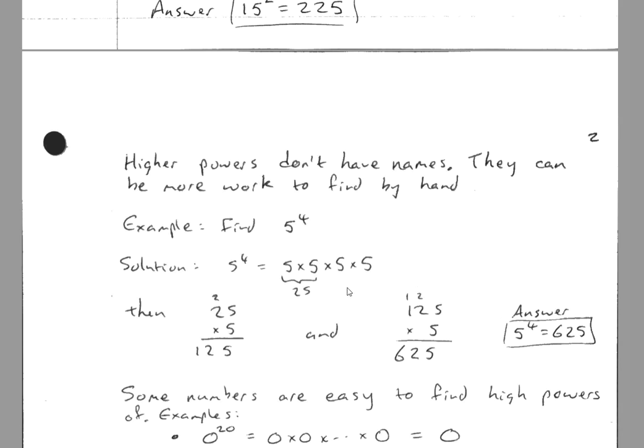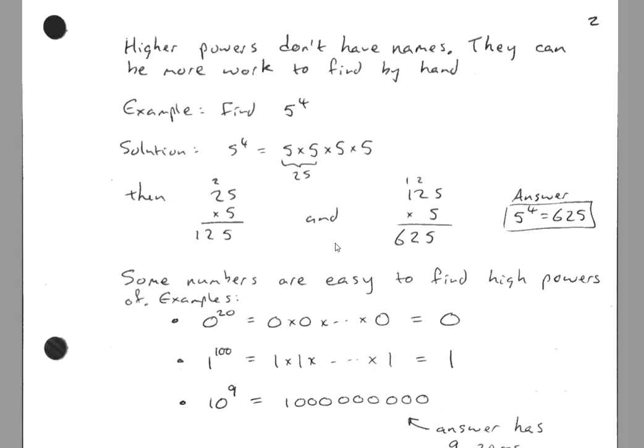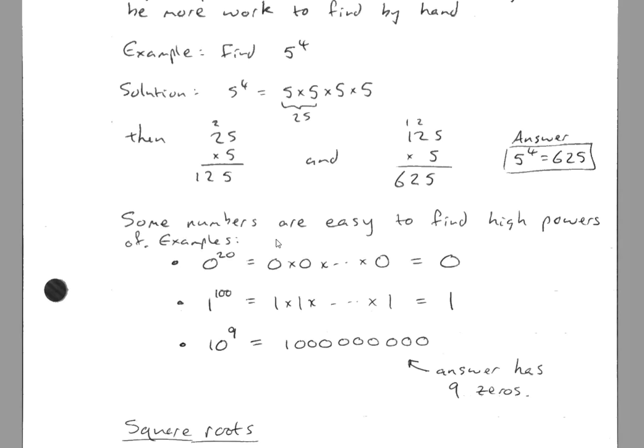Okay, so you can see higher powers, that's going to be more work. Although there are some bases that are easy to take powers of. So here we have 0. If the base is 0, so 0 to the power 20, for example, what happens if you multiply 20 zeros together? Not much. Anything times 0 is 0. We saw that last time. So any power of 0 is just 0. Easy.